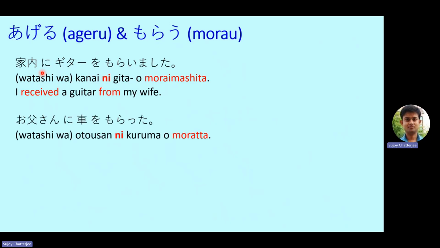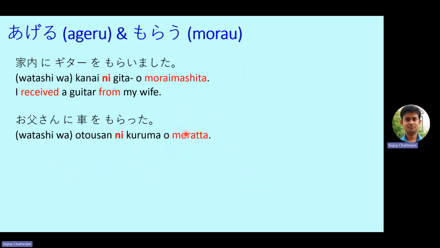Next is otosan ni kuruma o moratta. Now moratta has come here, so this is nothing but the casual form of moraimashita. So morau, moratta, moraimasu, moraimashita. And moraimasen deshita will be morawanakatta, which we learned in the past tense and negative past tense of verbs in one of the previous lessons. So you can watch those videos to understand more clearly how we derive the present and past tense of verbs.